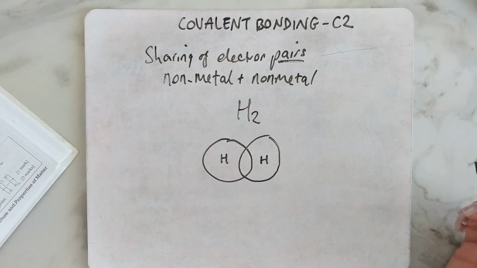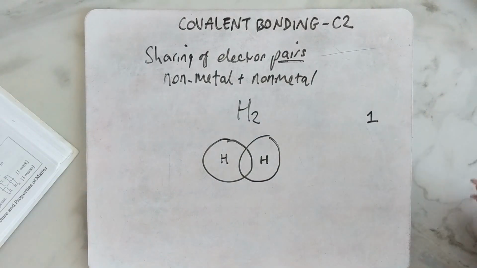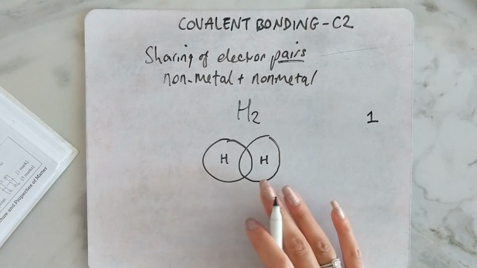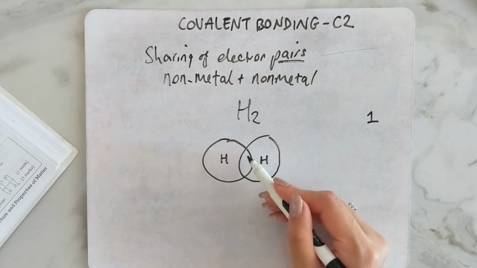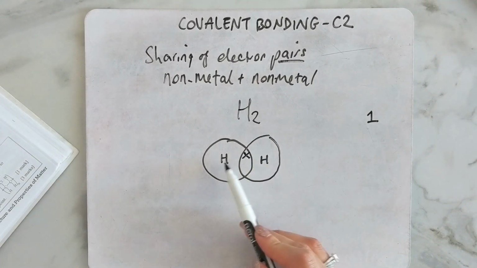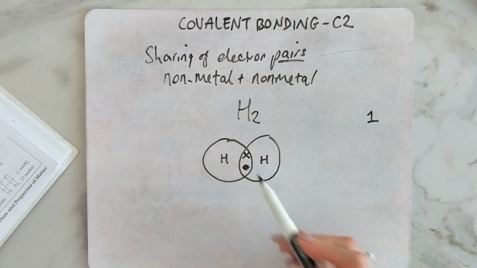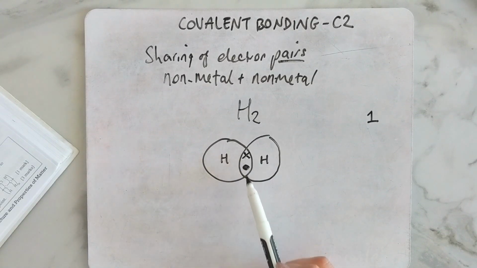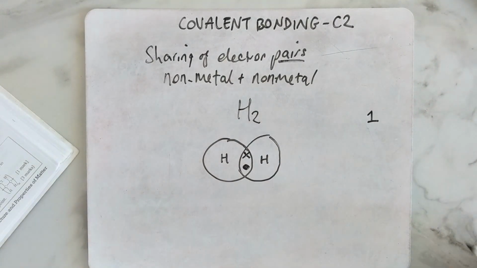So looking on the periodic table, hydrogen has 1 electron in its outer shell. In order to be stable, hydrogen needs a full outer shell. They both do. And a full outer shell in this case is 2. So what hydrogen does, this one, if I put its 1 electron in there, and for this hydrogen, it's 1 electron in there, they are now sharing this electron pair. This hydrogen has 2, and this hydrogen has 2. They're both stable. And that's all covalent bonding is, the sharing of electron pairs.